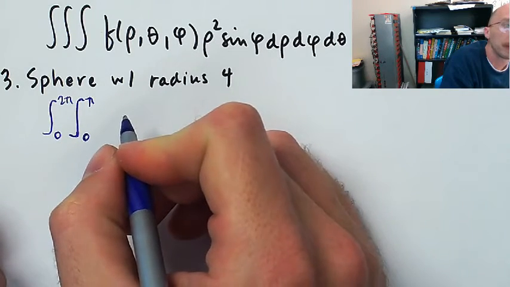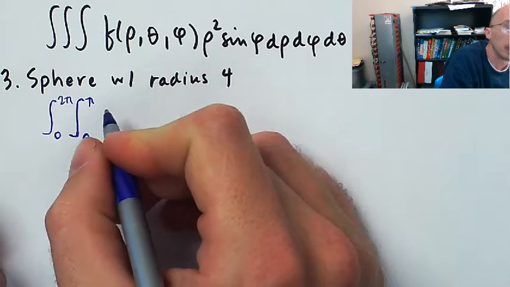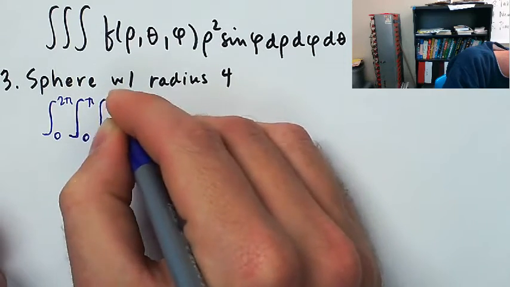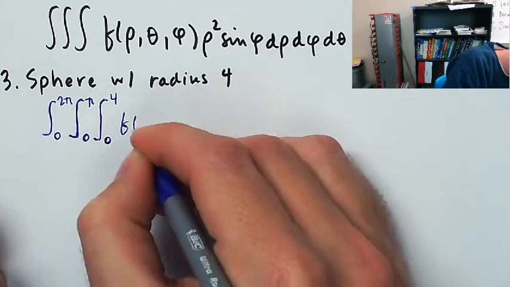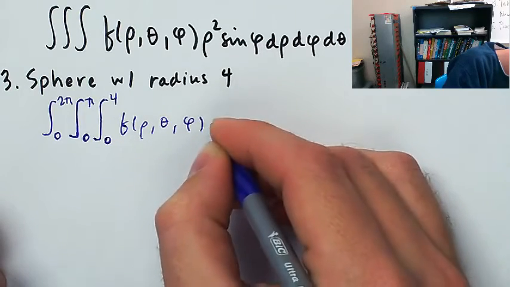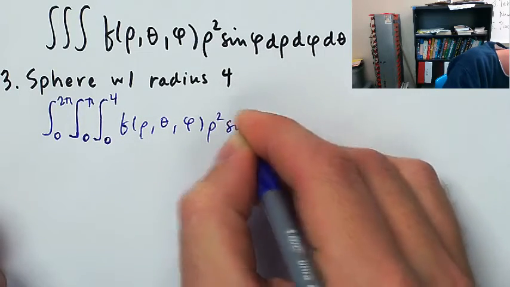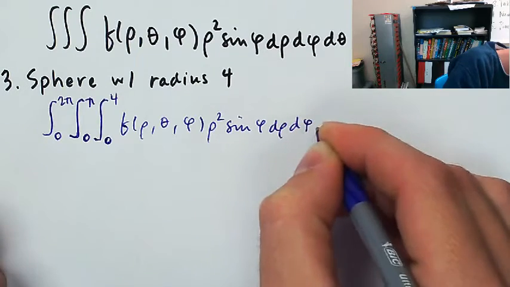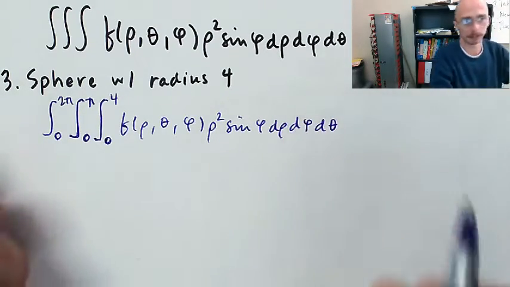Okay. And also, rho going from 0 to 4, because the radius is 4. F of rho, theta, and phi, rho squared sine of phi, d rho, d phi, d theta.